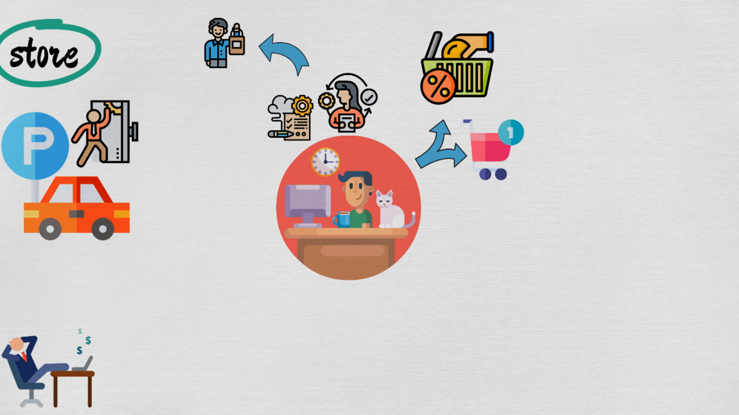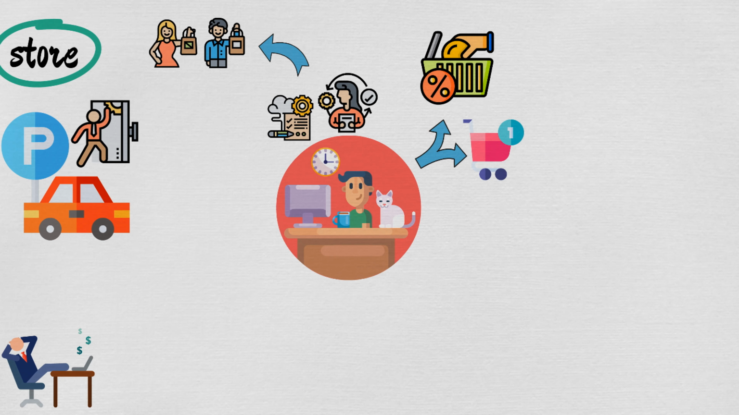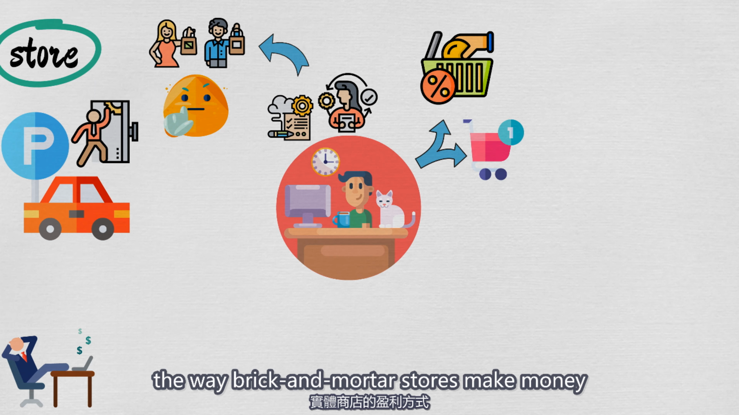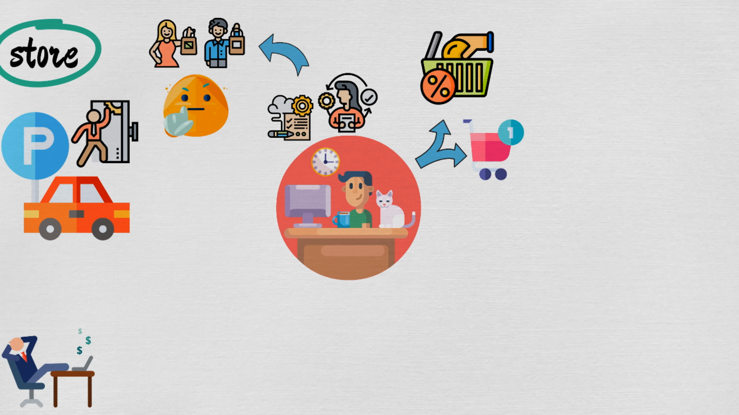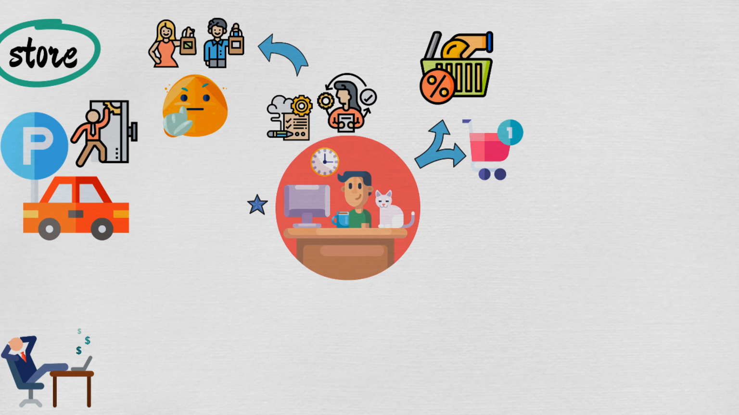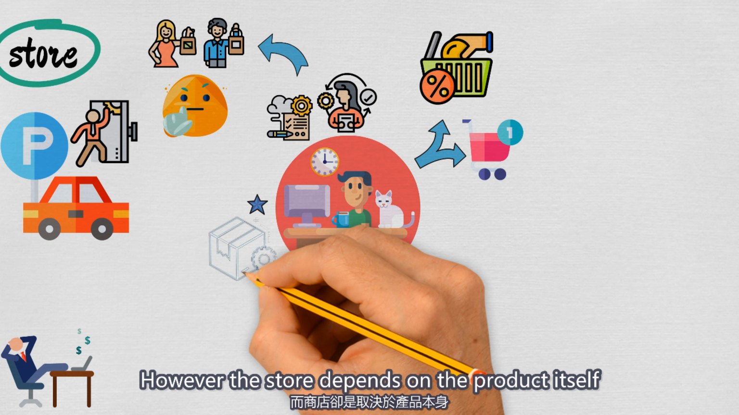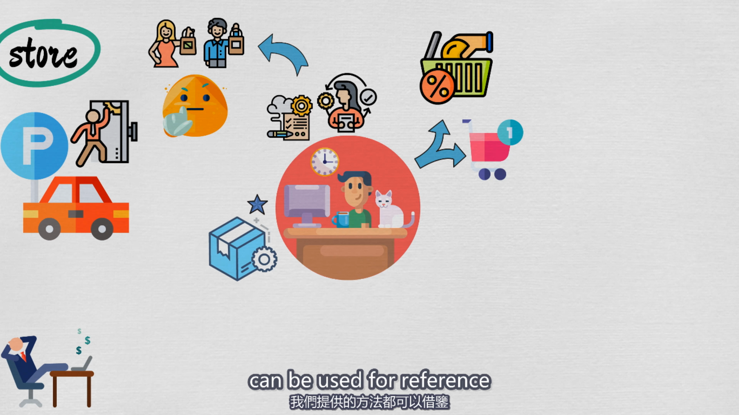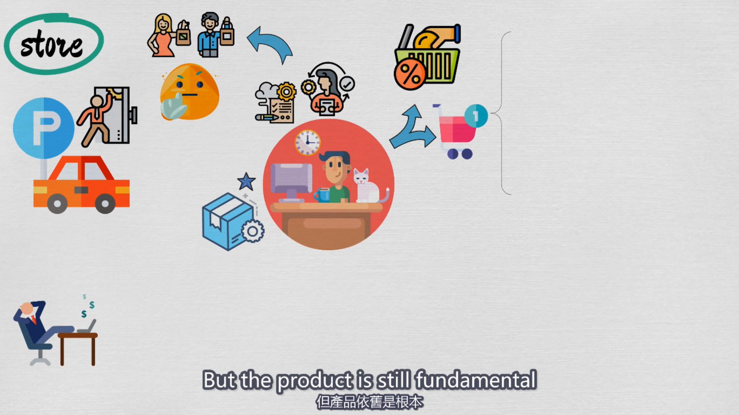Please let me know, is every penny we spend on environmental facilities serving our guests? If not, it's time for a rethink. First of all, the way brick-and-mortar stores make money is not quite the same as the 3 mentioned above. Hotels, airlines, and restaurants are realized by hard service, and service is more. However, the store depends on the product itself, and the service is the foil. If the above software can be used for reference, it will undoubtedly be a plus. But the product is still fundamental.